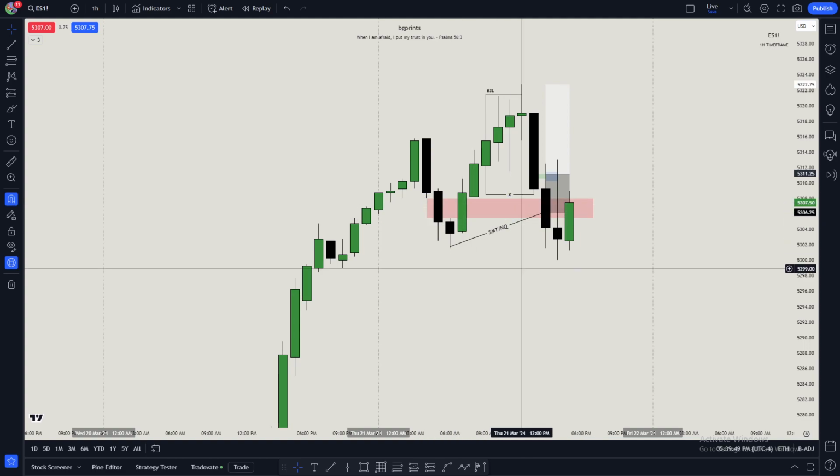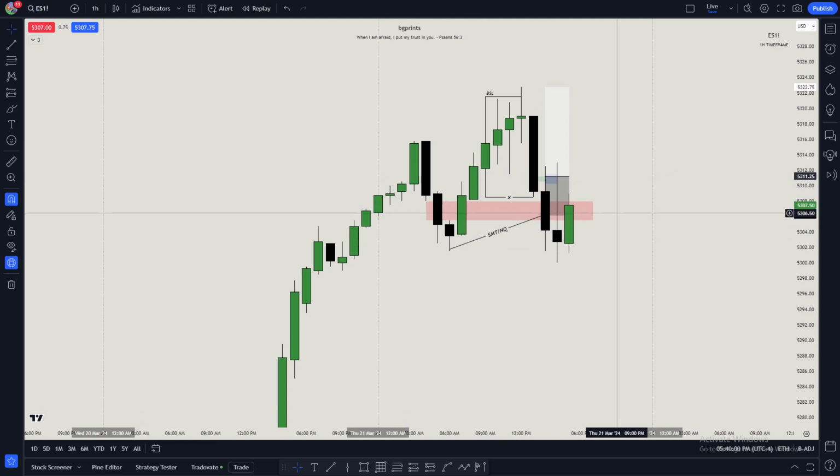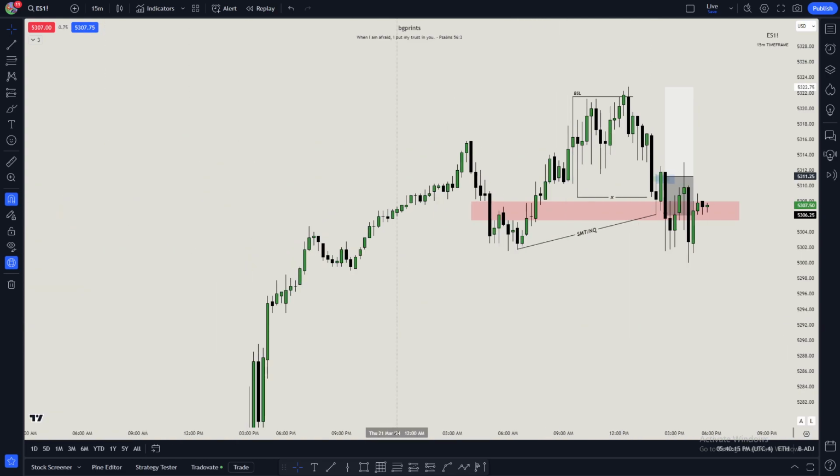So right here we have the balanced price range. A balanced price range is pretty much a fair value gap that aligns with another fair value gap on the opposing side. ICT teaches it, and if you want me to, I will link the video in the description if you want to learn more in depth. So we had this 1 hour BPR, and that was my main point of interest going into today.